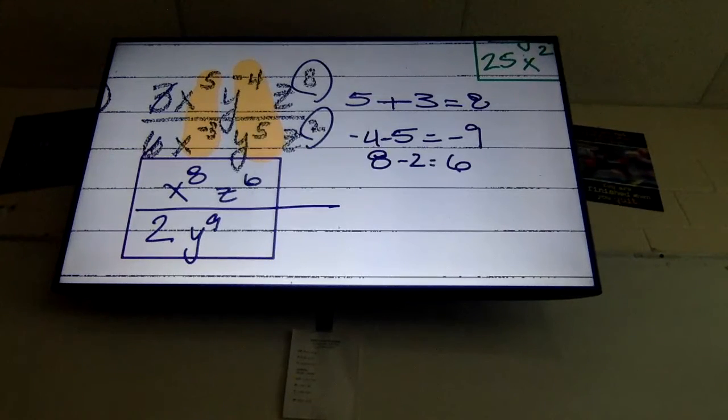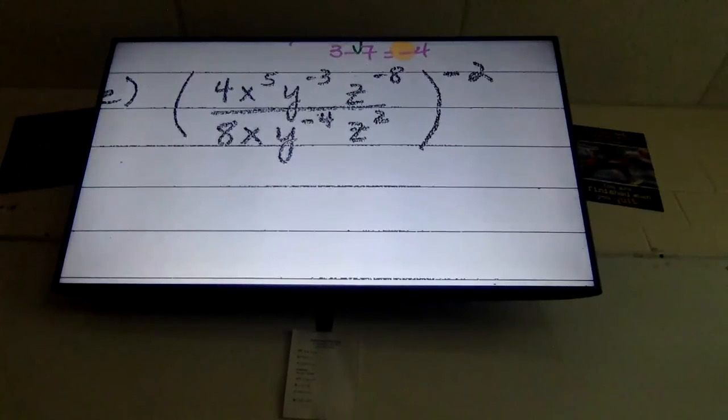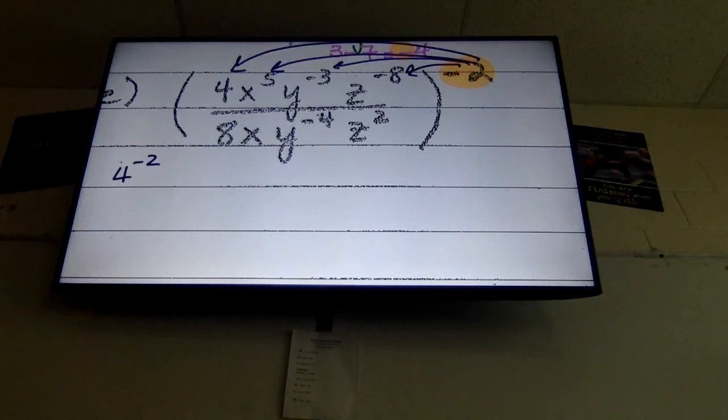Anybody questions? Nope. All right, next one. Now this you can do a couple different things. You can simplify or move all the things on the inside before you deal with the exponent. I think I'm just going to distribute that -2 to everything and then deal with moving things. So 4 to the -2, and x will be to the, what is that, and x going to be on top? What I do, x to the 5th raised to the -2.